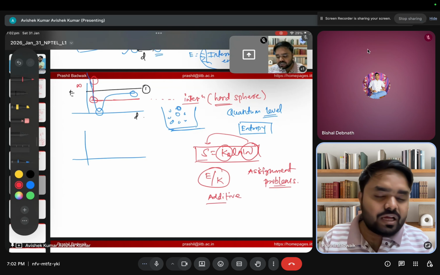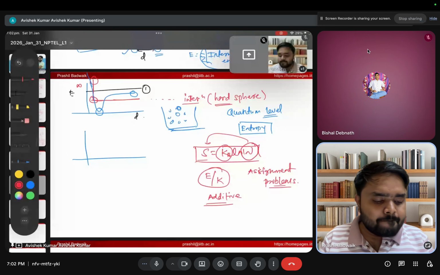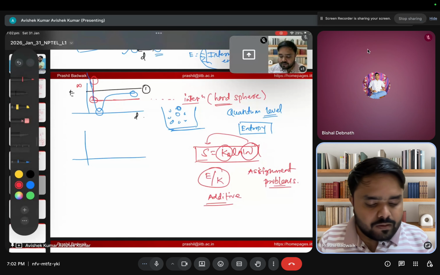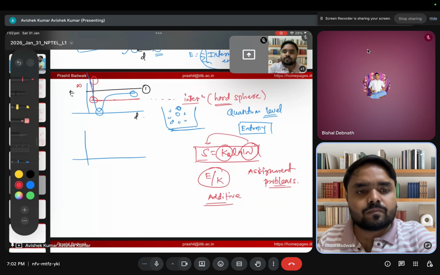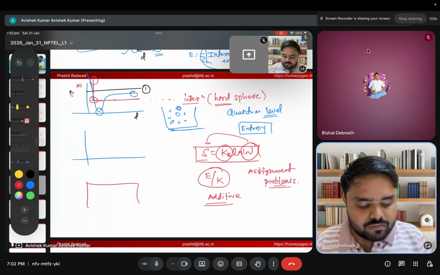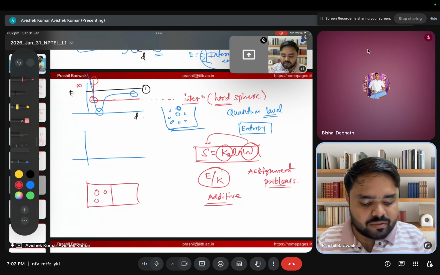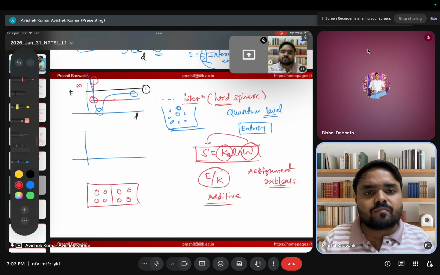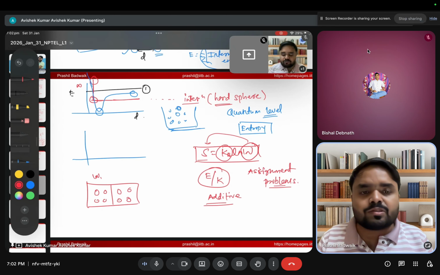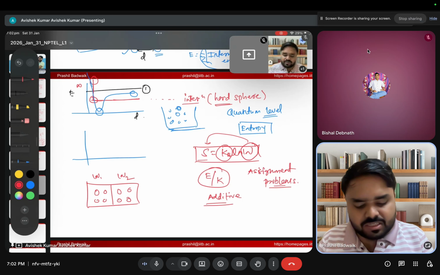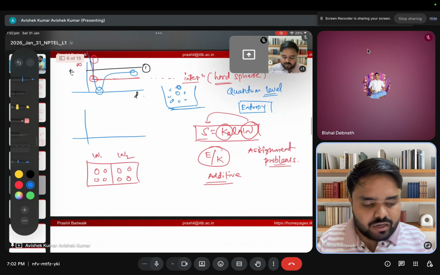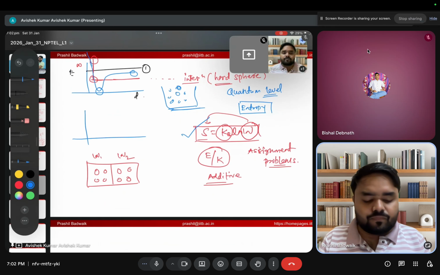So as we see in the class, I am having two systems. Here there are some atoms, here there are some atoms. I am distributing energy here. W1 is the number of ways over here, W2 is the number of ways over here. In a simple example, we will just take a coin and understand how this equation came.